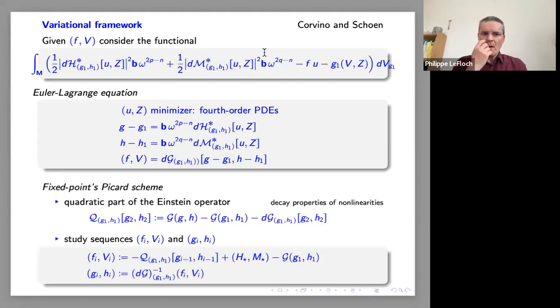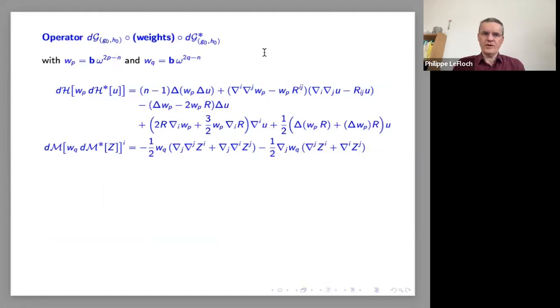Okay, so this is how a solution is characterized. They are characterized this way even though the equations initially were second order and first order. This characterization, this way to pick up the solution, is fourth order and second order. So there is a fixed point Picard scheme that has been proposed by Corvino and Schoen, and that's the tool that we use to proceed with this projection.